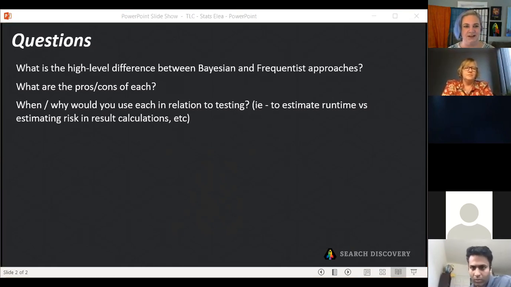In the meantime, we'll go to the next question here about when and why you might use Bayesian or Frequentist differently in relation to testing. I know we've talked a little bit about estimating runtime and runtime calculations. Do you want to dive in? Yeah, so it turns out that if you look at this, it's not really Bayesian versus Frequentist, but type 1 and type 2 error versus profit maximization, and the profit maximization stuff gives you much smaller sample sizes.